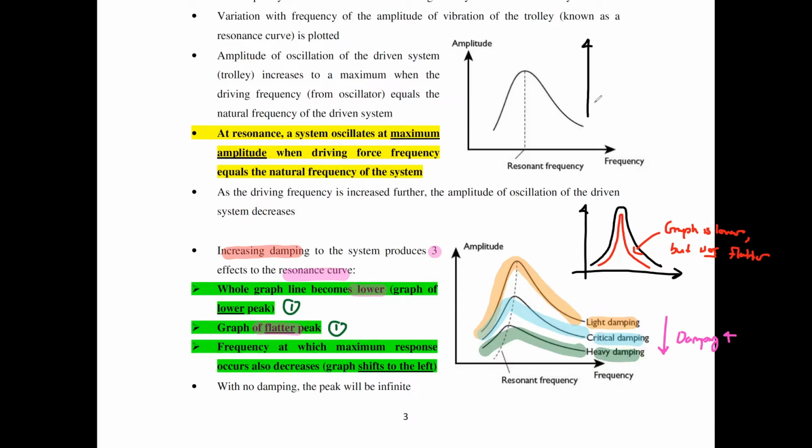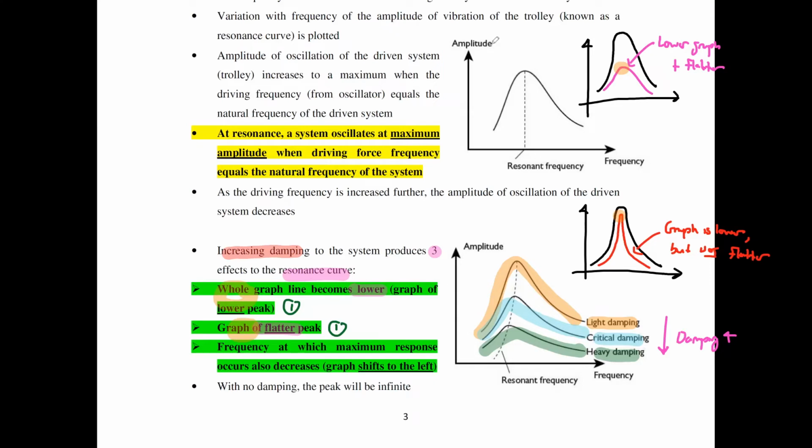So let me draw that same graph for you again. It's like this, but then we have something like this. Okay, so this one is lower graph plus it is flatter. Okay, you just look at the peak. The peak of your graph, you will be able to see then whether it's sharper or flatter. Okay, so in general, when you introduce damping, these first two criteria must be followed. Your graph must be lower and it must be flatter.